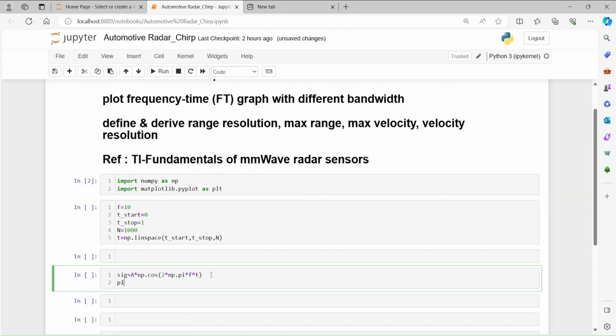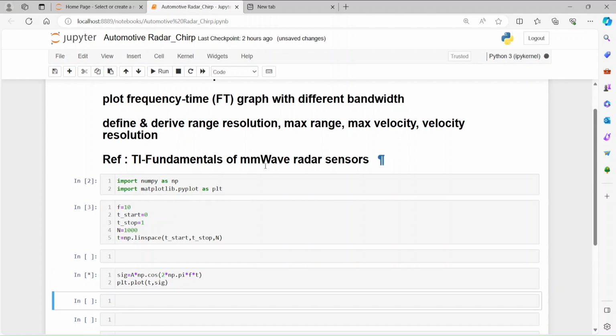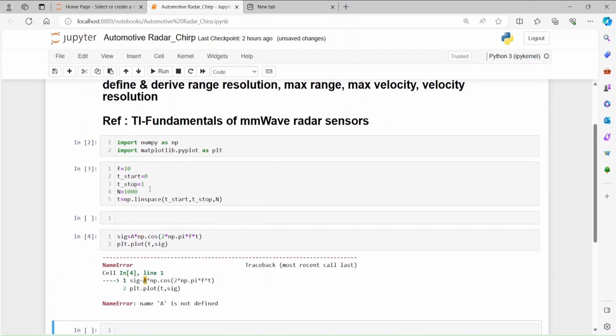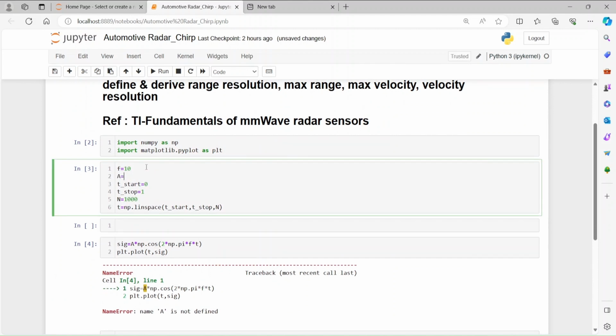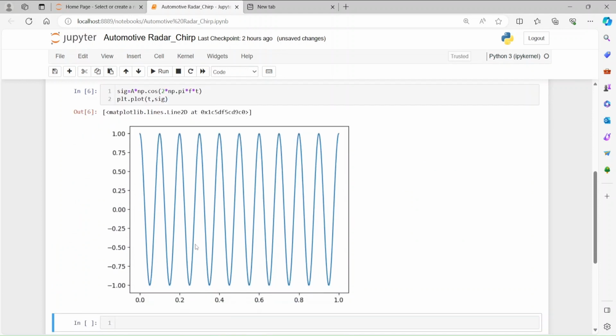Okay, so let's plot this out. We plot time on the x-axis, and then the signal. Let's run all of it and visualize the signal. A is not defined. Let's say for simplicity the amplitude is 1. Let's run again. This is a sinusoidal wave, and you see there is no change in the frequency. The frequency is constant here.